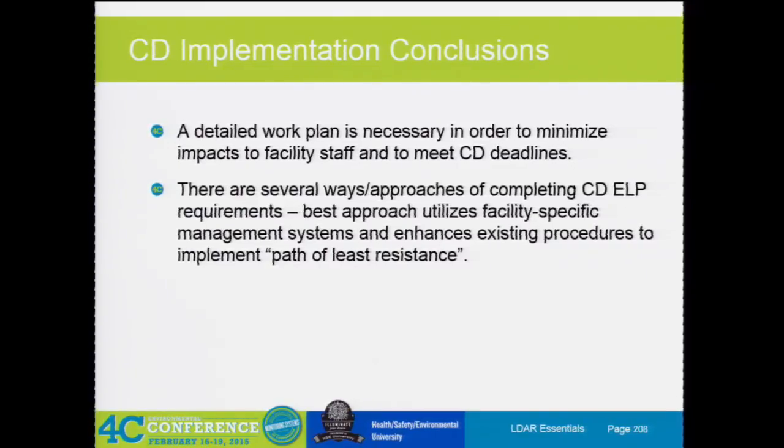CD implementation conclusion. A detailed work plan is necessary in order to minimize impacts to the facility staff and meet CD deadlines. There are several approaches for completing CDLP requirements. Best approaches utilize facility-specific management systems and enhance existing procedures to implement the path of least resistance.